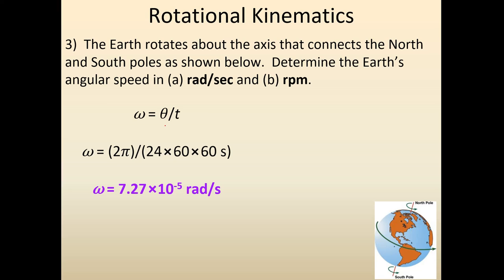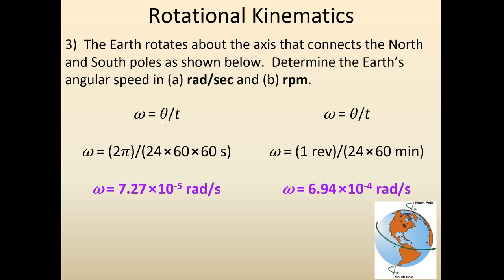Now for part B, to find the revolutions per minute, it's going to be a little bit different. So we're going to use the same exact equation, except this time, instead of plugging in 2 pi for theta, we have to match the units, revolutions per minute. The Earth makes one full revolution in 24 hours times 60 minutes. So one revolution divided by 24 times 60 gets me RPM, or revolutions per minute. So it's 6.94 times 10 to the negative 4 RPMs.